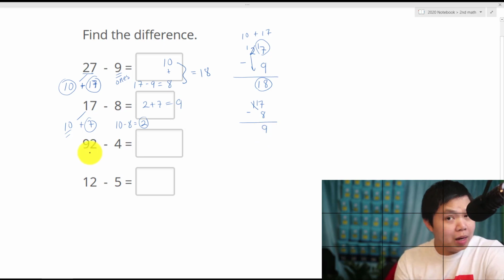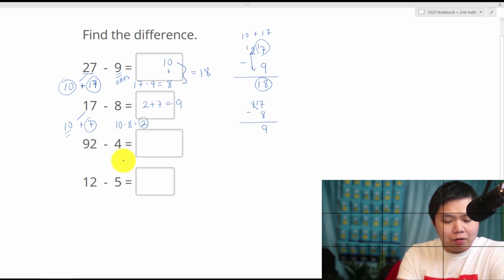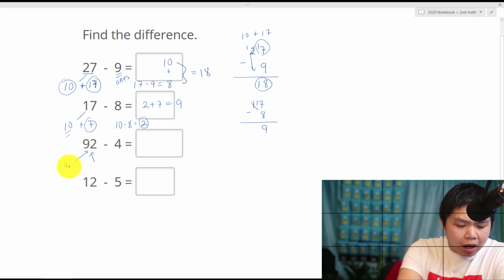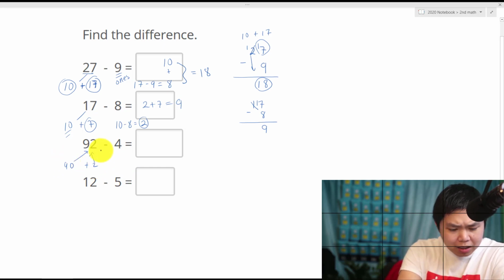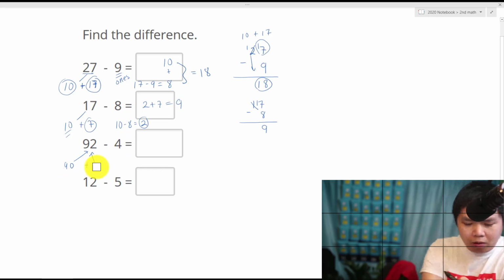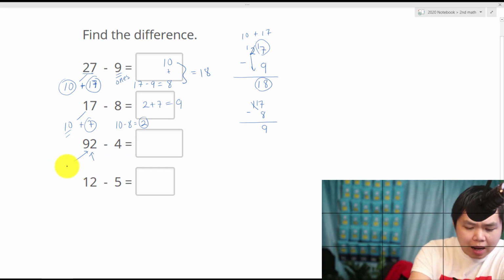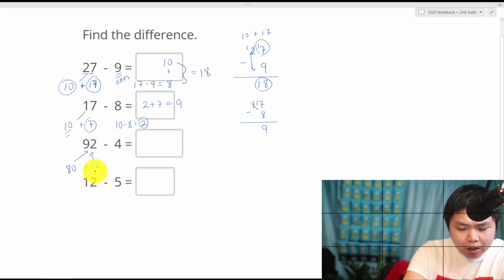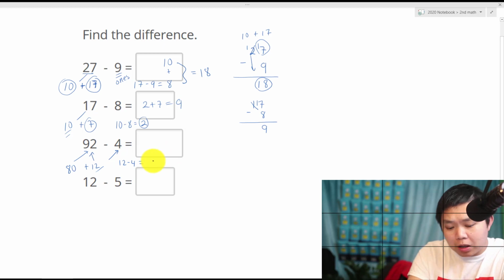Now, let's look at this big number. This becomes more interesting. So we have 92 minus 4. So 92, what can we think of 92? Well, that's easy. Of course, this can be 90 plus 2, but that is too small. It's still too small compared to 4. 2 is less than 4. So now, what if this is 80 plus 12? Still equal to 92, right? Now, what can we do with 12 minus 4? Well, 12 minus 4, that's pretty easy math. That 12 minus 4 is 8.